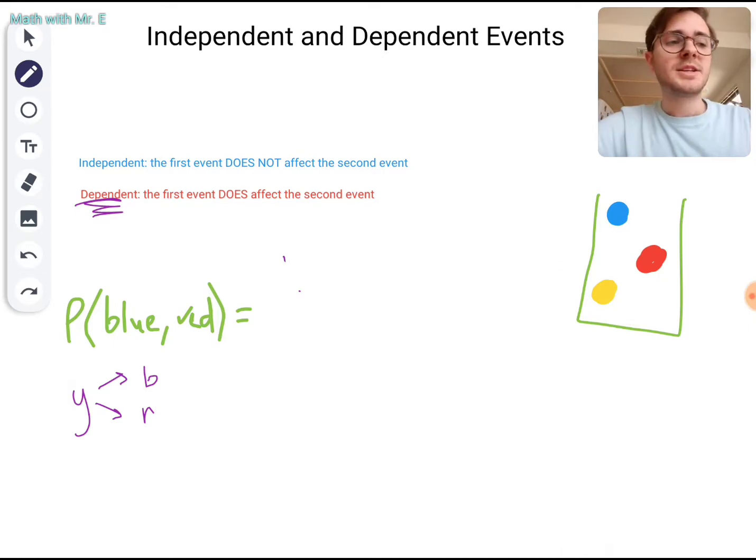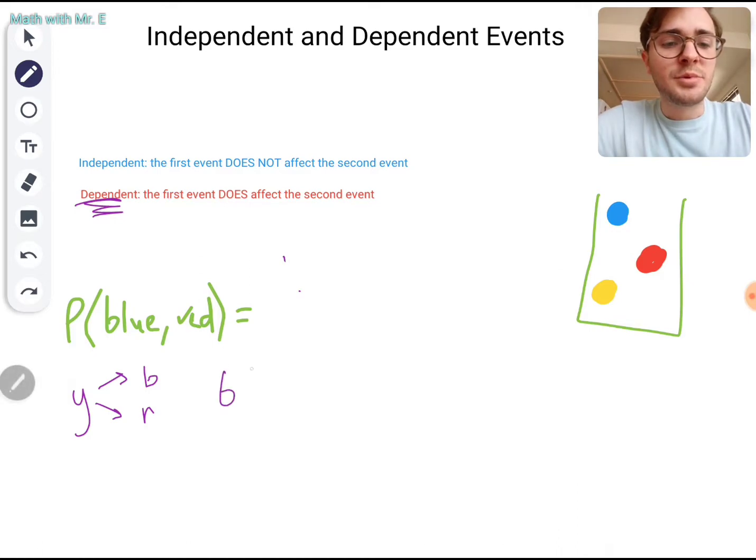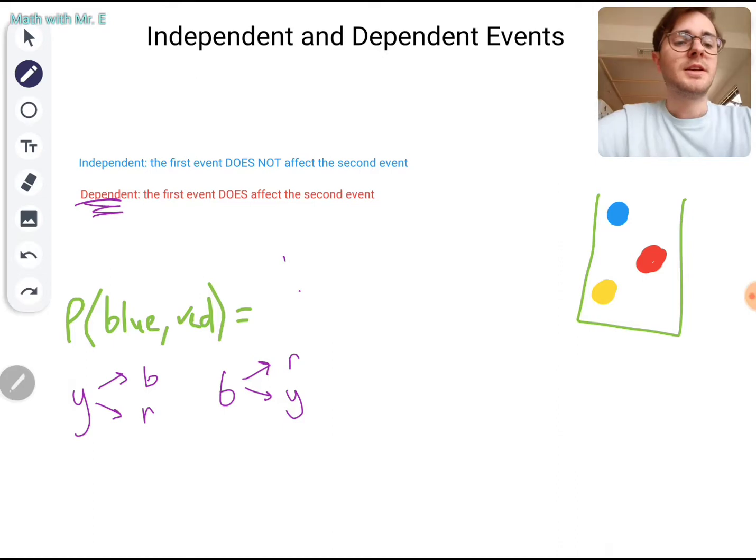Okay, the other possibility, I could draw the blue one first. And if I drew the blue one first, again, that blue one would not be going back into the bag, so I could only draw red or yellow. It's also possible that I could draw the red one first, and with that no longer in the bag, I could draw blue or yellow.